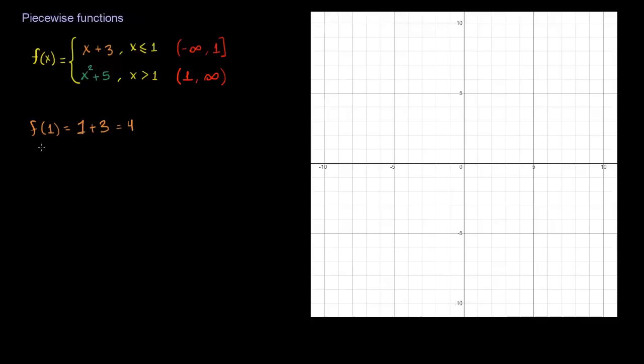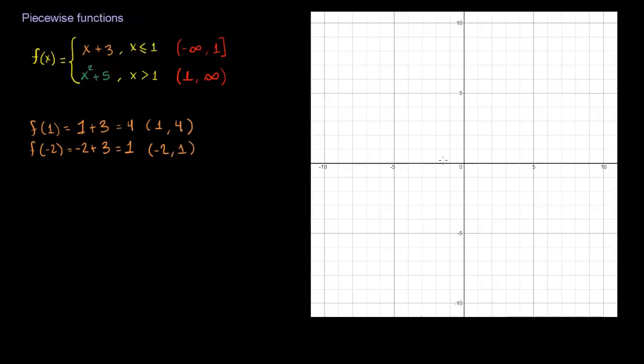Now I'm going to take another value. It could be any one. I'm going to take negative 2. So this would be negative 2 plus 3, equal to 1. That is to say, we have two points here. The first one would be (1, 4). The other point would be (negative 2, 1).